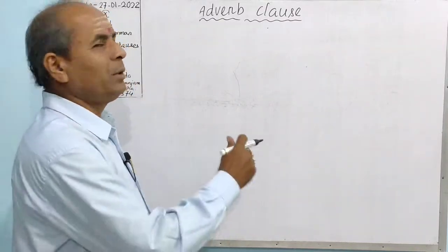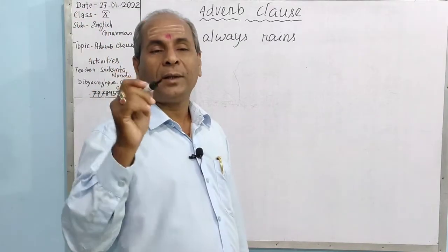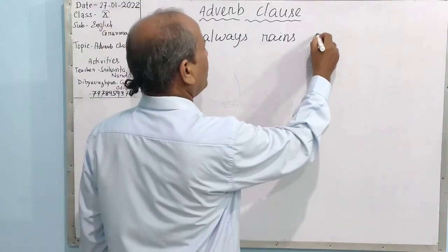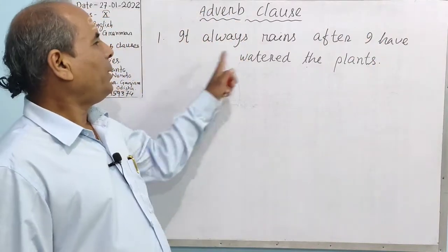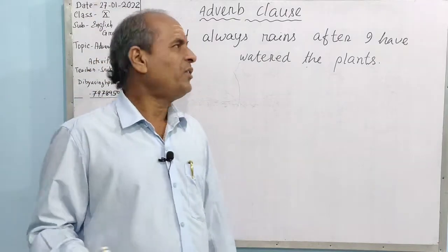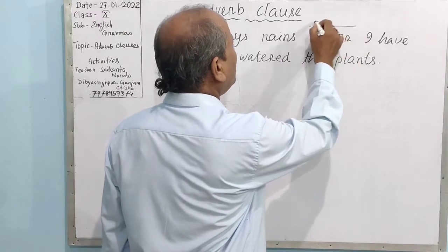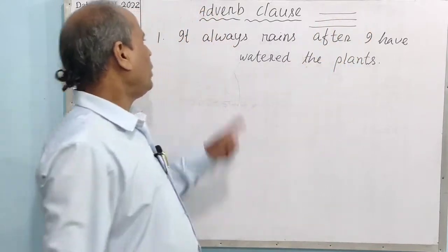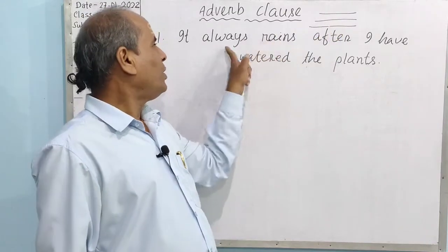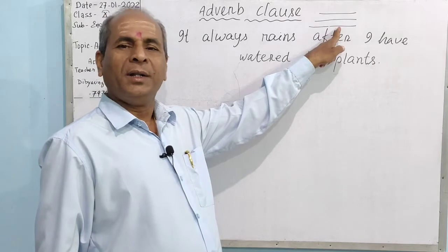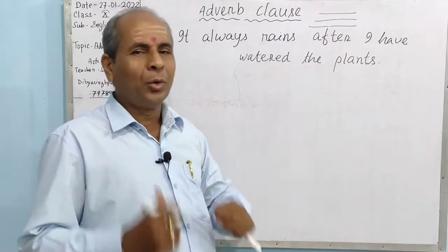So you see just an example: it always rains after I have watered the plants. You see here, it always rains. What can we say after rains? We can say so many sentences here. It always rains in the morning. It always rains by the daytime. It always rains in the evening. It always rains at night. So they are timing words.